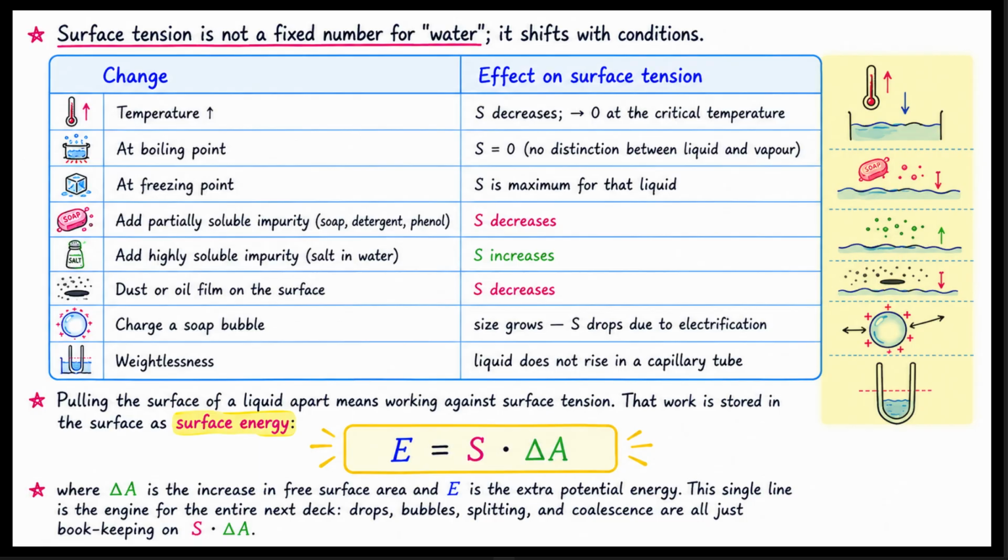And under weightlessness, surface tension is still present, but a capillary tube no longer shows a height difference because gravity is what supports the column. Beyond all of this, there is a single bookkeeping rule. Whenever you stretch the surface of a liquid, you are working against surface tension, and that work is stored as surface energy. The extra energy equals S times the increase in area. This one line is the engine for the entire next deck. Drops, bubbles, splitting, coalescence. All of it is just bookkeeping on S times delta A.